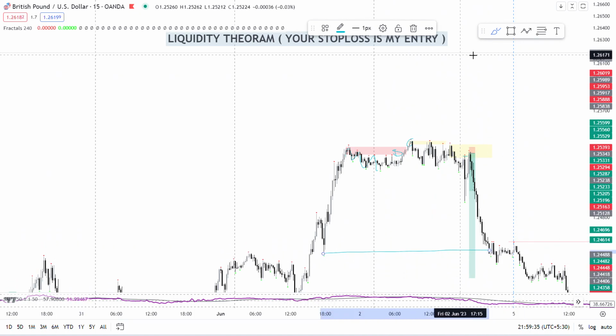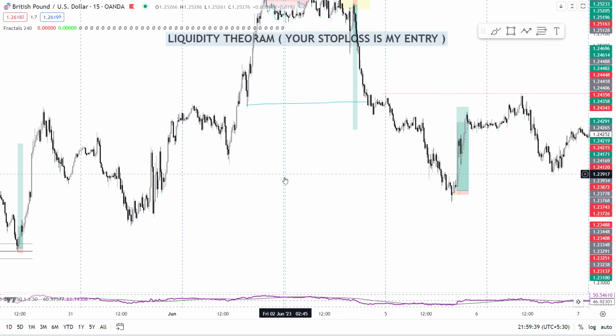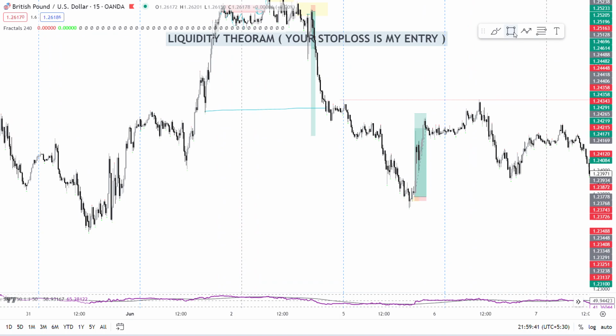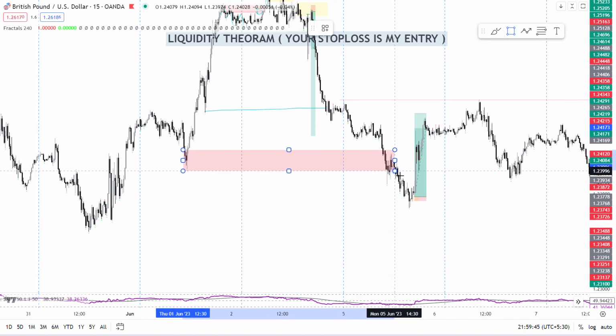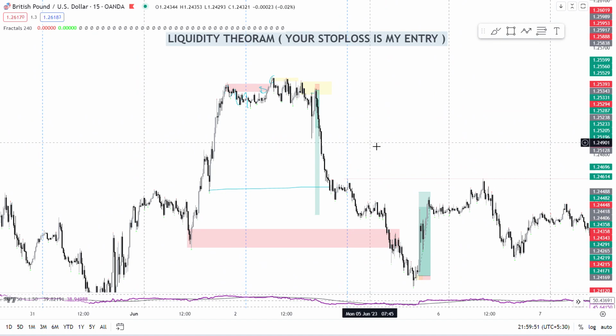This is how liquidities are very important in the marketplace. See here, this is the fake smart money order block. After this was taken out, we are in this trade. Simple: we trade when the liquidity is taken out.